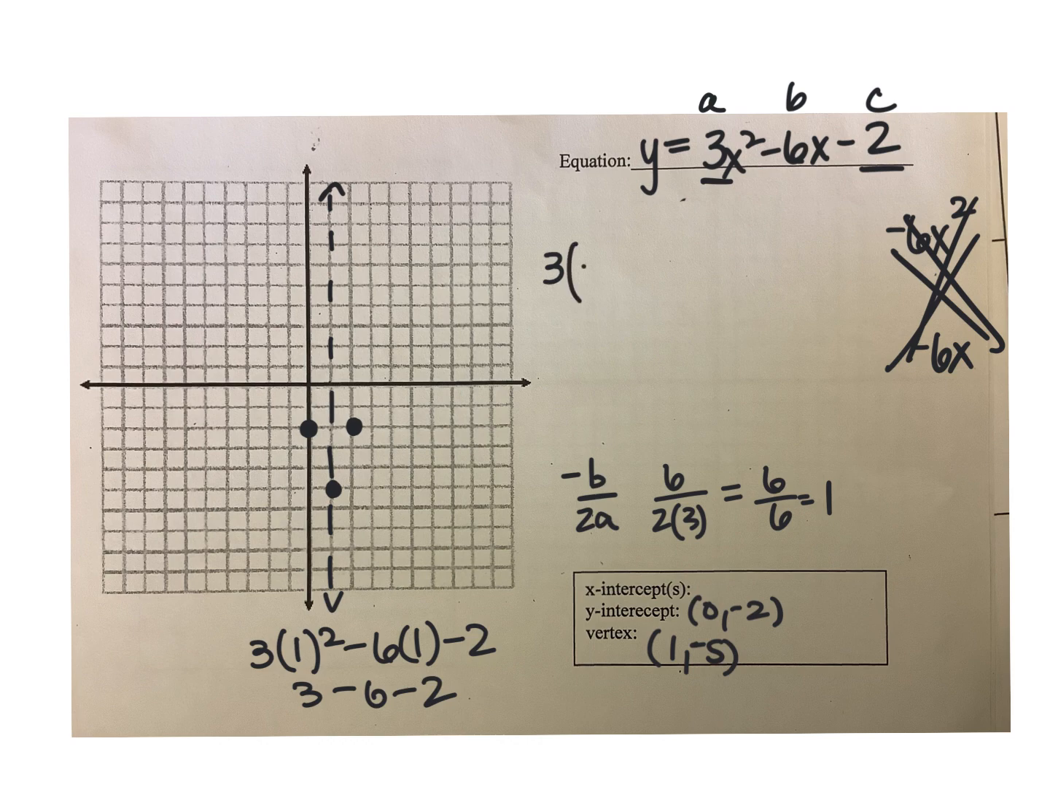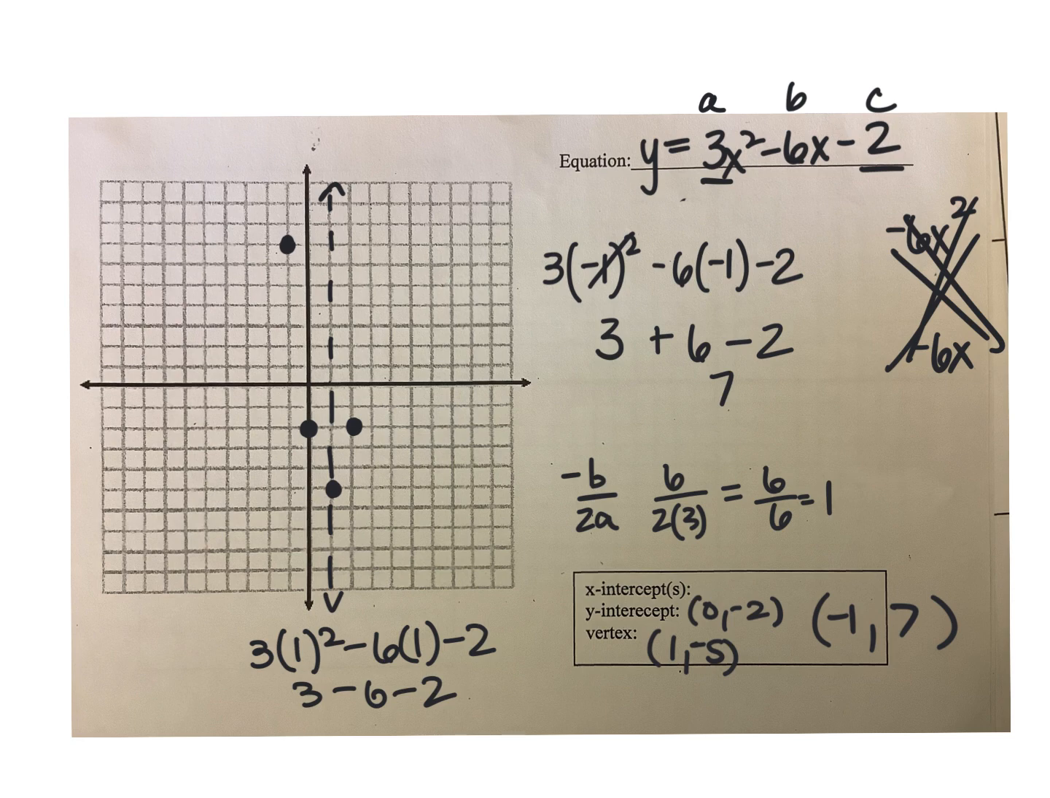So I'll do 3 times -1 squared minus 6 times -1 minus 2. The other point I'm going to get is -1 comma something. So this is 1. So I get 3 plus 6 minus 2. So 9 minus 2 is 7. So (-1, 7). 1, 2, 3, 4, 5, 6, 7 is right here. Then I'll do the same thing right across from it, which is right there. And I can connect my parabola. And there we go.